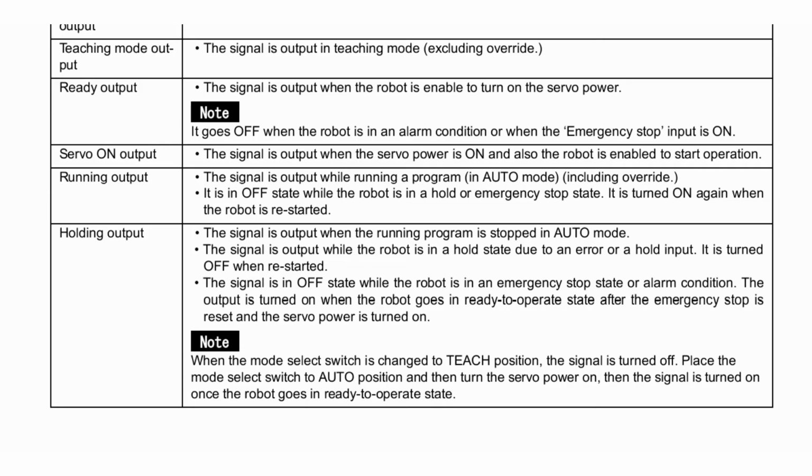Note: when the mode select switch is changed to teach position, the signal is turned off. Place the mode select switch to auto position, then turn the servo power on. Then the signal is turned on once the robot goes in ready to operate state.